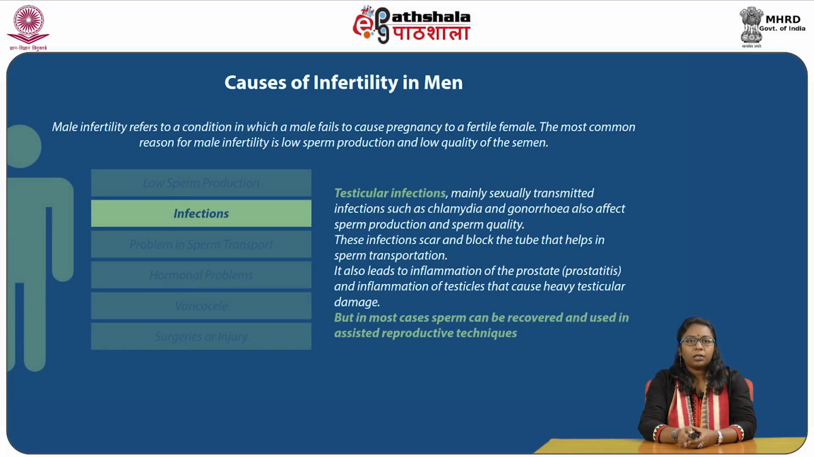Infections. Testicular infections, mainly sexually transmitted infections such as chlamydia and gonorrhea, also affect sperm production and sperm quality. These infections scar and block the tube that helps in sperm transportation. It also leads to inflammation of the prostate, prostatitis, and inflammation of testicles that cause heavy testicular damage. But in most cases, sperm can be recovered and used in assisted reproductive techniques.